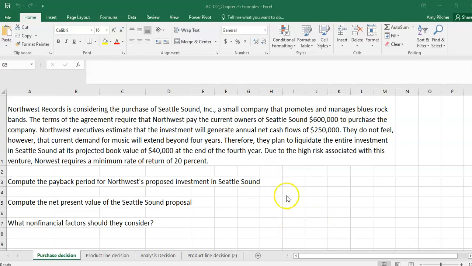Chapter 26, Examples for Principles of Accounting 2. In Chapter 26, we talk about capital budgeting.